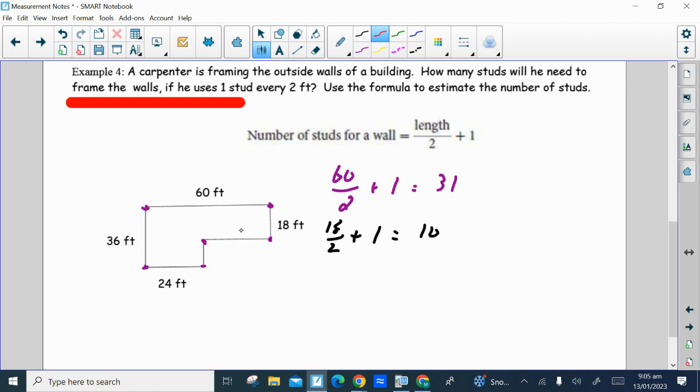Now notice that there is no dimension for this wall, so we need to figure out what it is, which isn't too hard to do, because if this bottom one is 24, the 24 and this have to add together to get the 60 above, which would be 36 feet. 36 and 24 gives us 60. So that's our next wall. 36 feet divided by 2, which is 18, plus 1 would be 19.